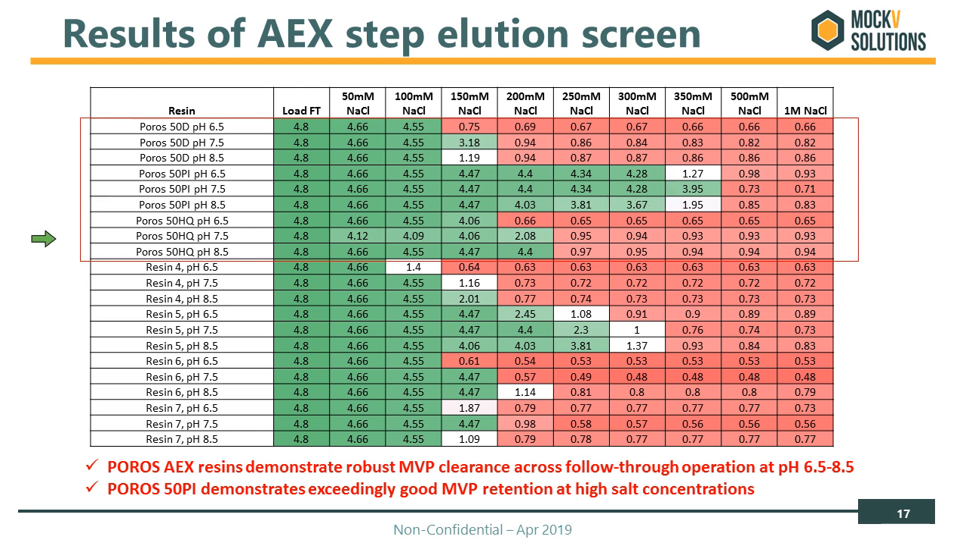So the conclusions from this study were that the POROS anion exchange resins demonstrated a robust MVP clearance ability across the flow-through operations, which is generally what you would run if you had a monoclonal antibody process. And the 50 PI resin demonstrated exceedingly good retention abilities of the MVP at high salt concentrations.